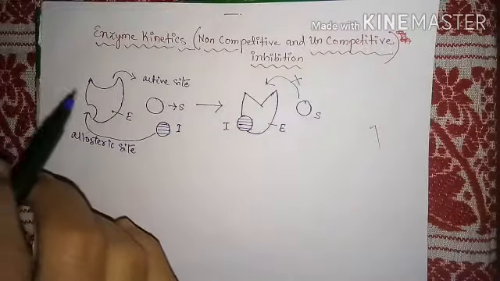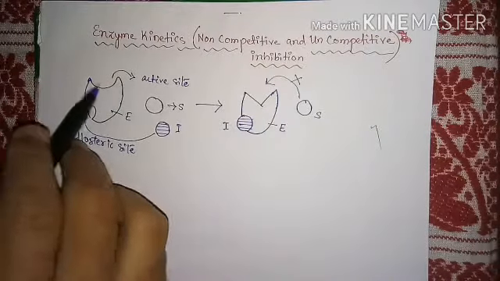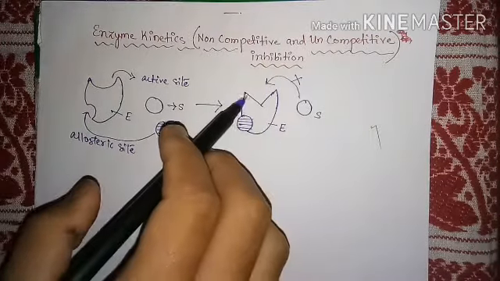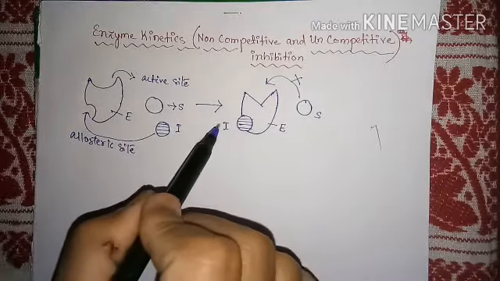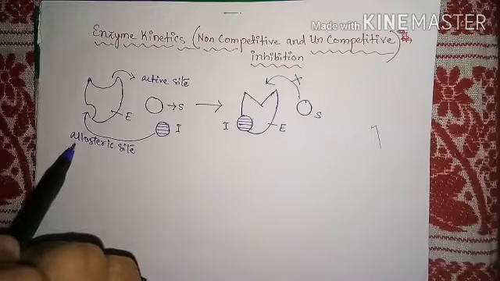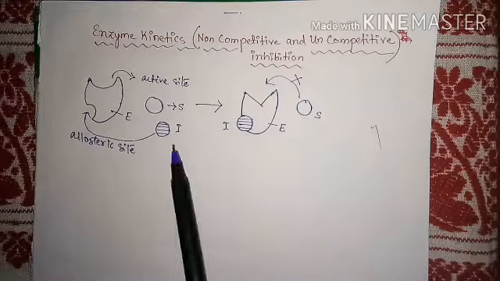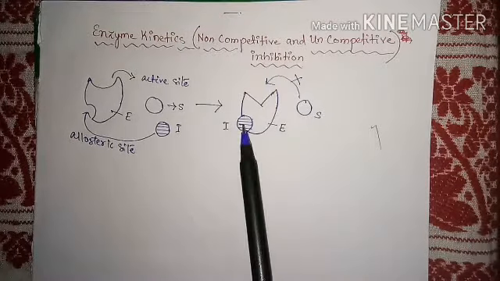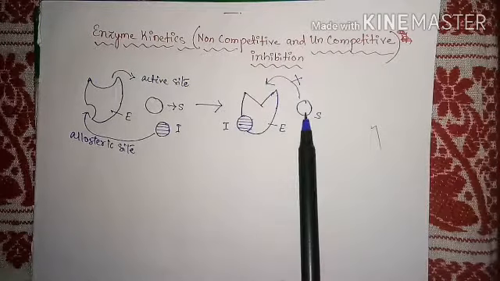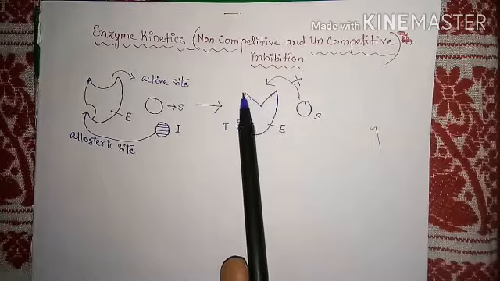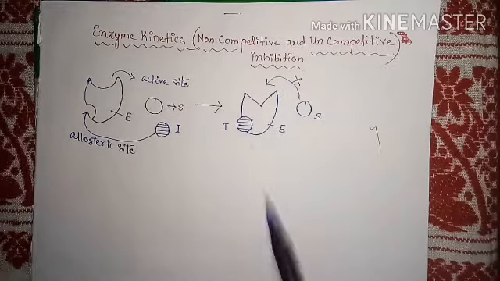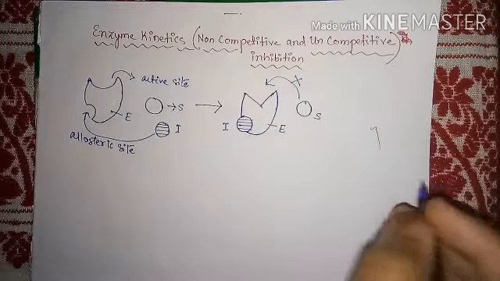Why will it not be able to bind in the active site? Because you can see that there is a change in the conformation, the shape of the enzyme has changed. This happens when the inhibitor binds in the allosteric site, the site which is not the active site, but it is also a site of the enzyme. As soon as the inhibitor binds in this allosteric site, the substrate will not be able to bind in the active site of this enzyme, because there is a change in the conformation. And as a result there will be no reaction.